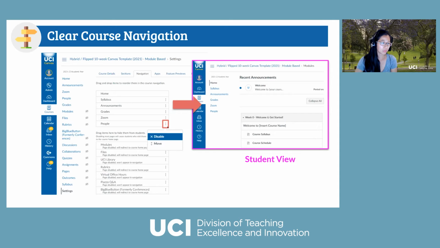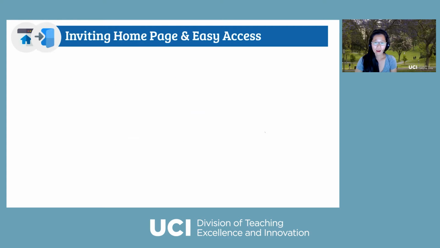So you can disable or enable by clicking on these little 3 dots, or by moving these elements up and down. Just make sure you hit save. And then when you go into student view, you'll be able to see, okay, this is exactly what I want my students to see. There shouldn't be anything in here that I don't want them to have. So having that clear navigation is super essential for a very clear Canvas course, right?